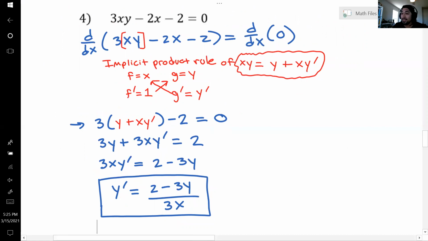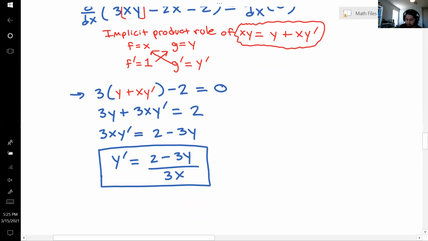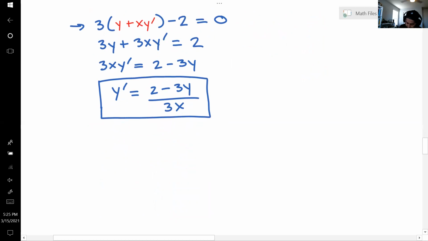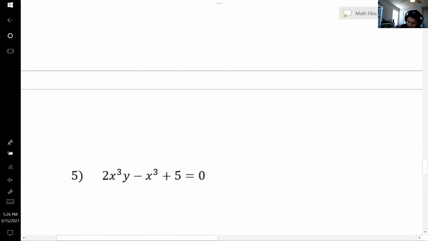All right, implicit product rule, huh? Okay. Any questions on that one? No. Cool. All right. Everybody's good. Okay. Yeehaw. All right.